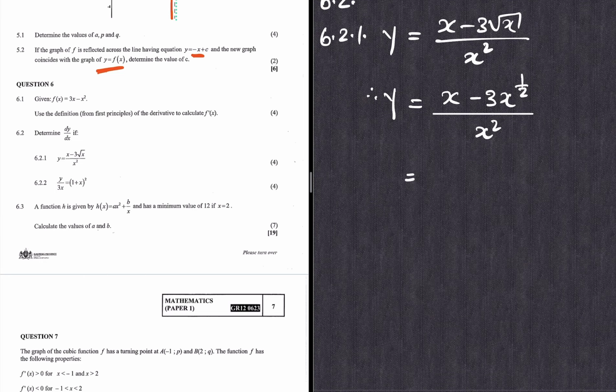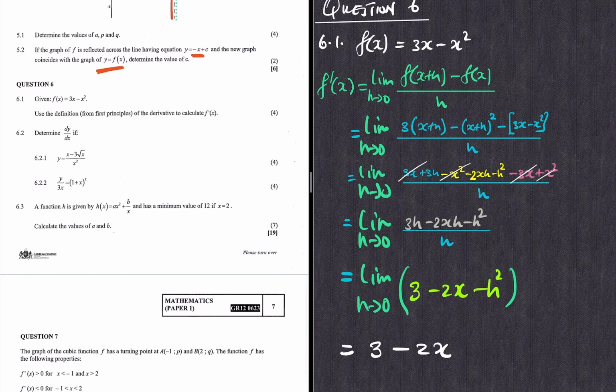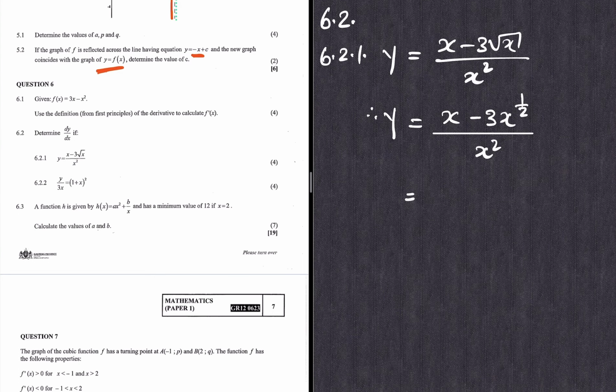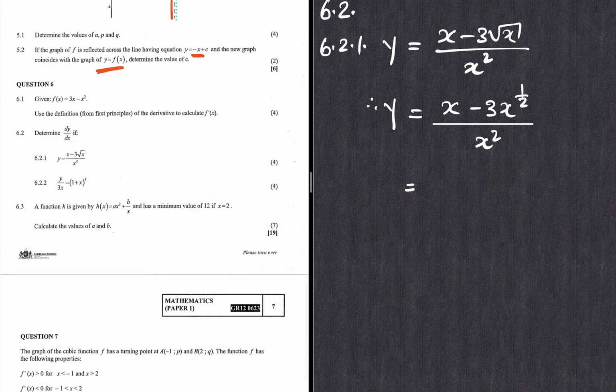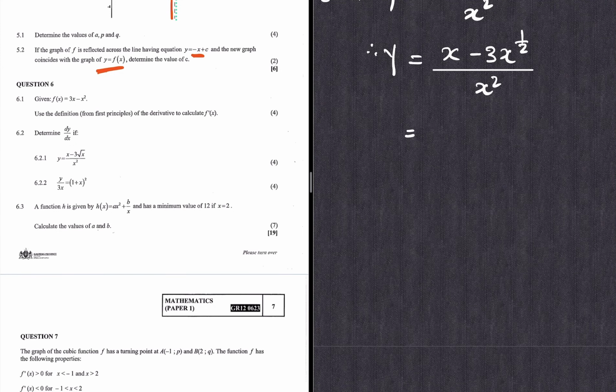So the numerator, I'm going to simplify it similarly to the one that I did here when I was simplifying this one, that each term in the numerator shares the common denominator of x squared. In this case, previously it was h. Okay, so let's do that. We get x over x squared minus 3x to the power 1 over 2 over x squared. You simplify this nicely.